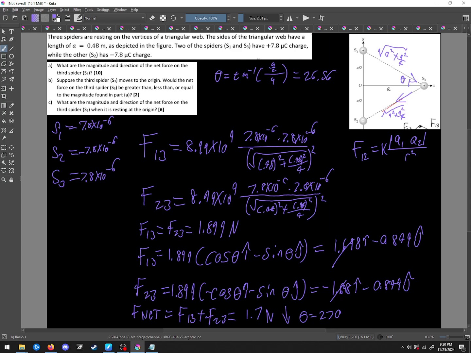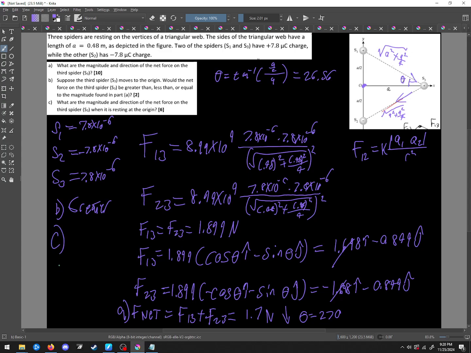And part B, it asks, suppose that spider 3 is moved to the origin now. Would the net force on the spider be greater, less than, or equal to? Well, I don't think we need any math here. We're pushing it closer to the forces that are attracting or repelling it. So for B, greater, I'm going to say this is A.